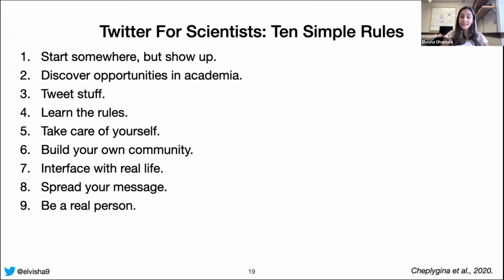Next, you want to be a real person. There are a lot of accounts out there that are run by organizations or by different people that are meant to be representative of either the viewpoints of an organization, or let's say a meme account or different things like that. But if you're using it as a scientist or someone who's interested in science, you can be a real person on Twitter. This doesn't mean that you have to share a lot of things about your personal life or your personality on Twitter, but it doesn't hurt to show that you're human.